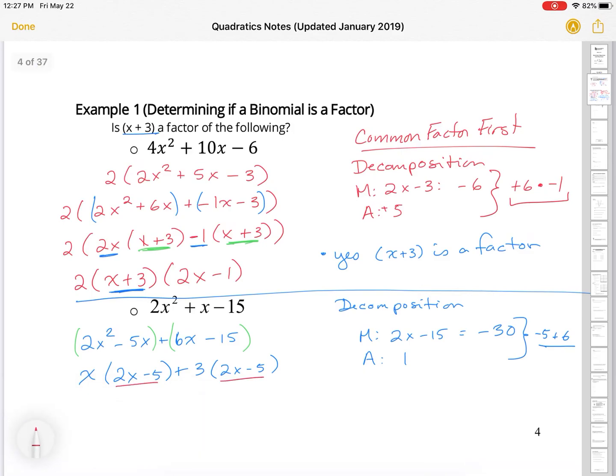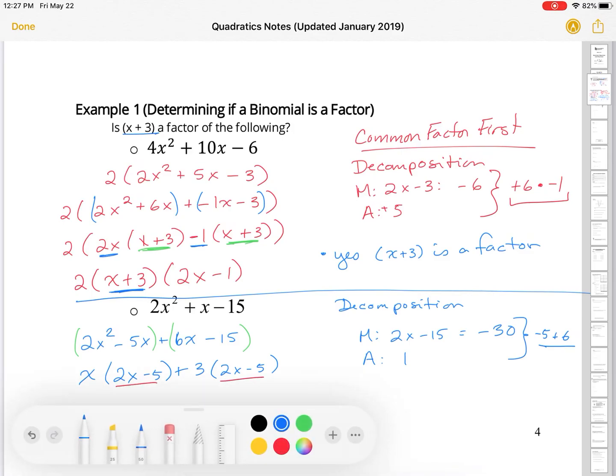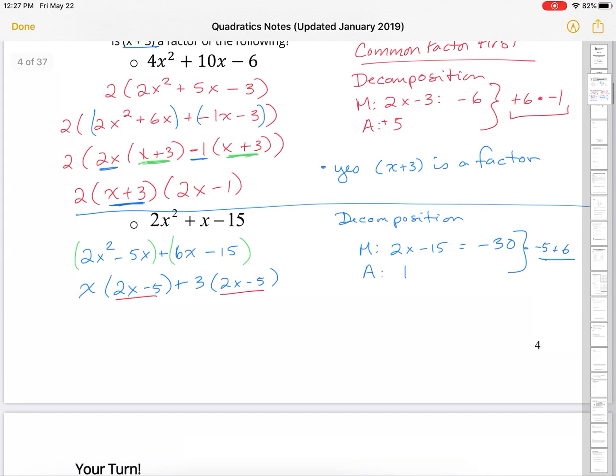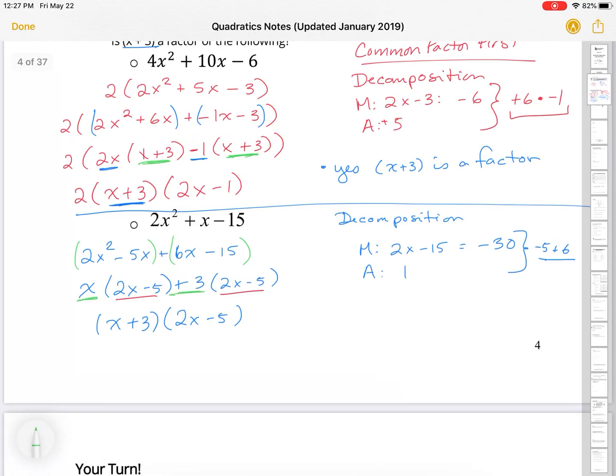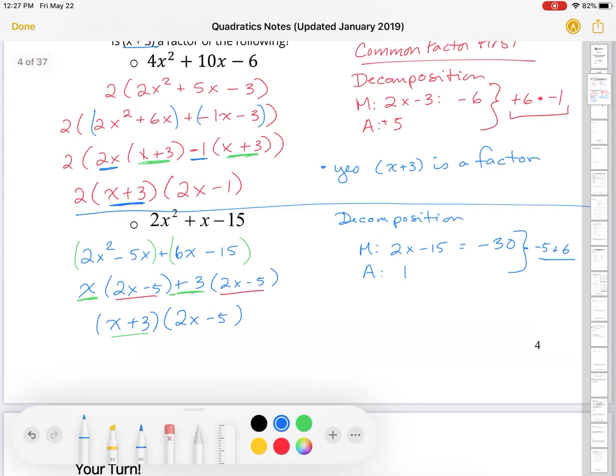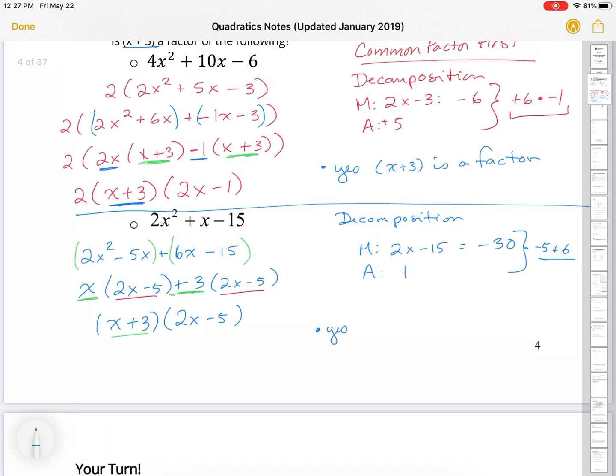Big tip off, we're on the right track because I can factor out that common factor. And then I get x plus 3, so whatever's remaining, times 2x minus 5. Where did I get that x plus 3? From here and from there. That makes up my first bracket. So that's the question. Is x plus 3 a factor? Yes, x plus 3 is a factor. Very different trinomials, but x plus 3 is a factor of both of them.